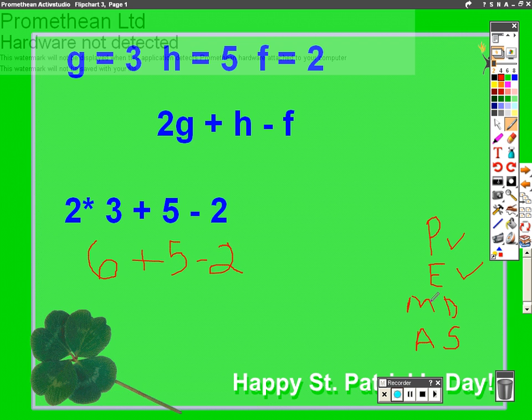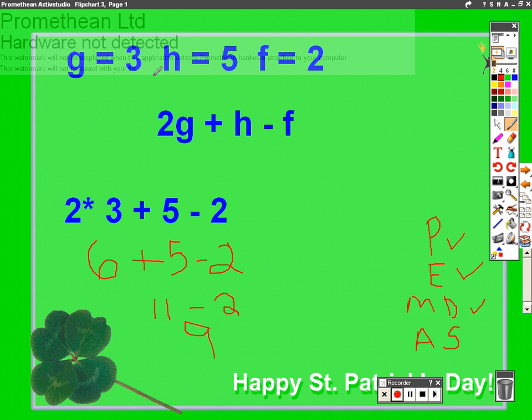There's no division, so multiplication, division, whichever comes first. I took care of those. Addition and subtraction, whichever comes first. It so happens that addition comes before subtraction, so I'm going to do that first. So 6 plus 5 is 11, minus 2 is 9.